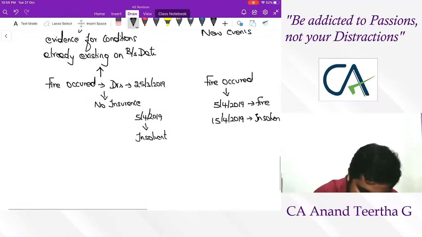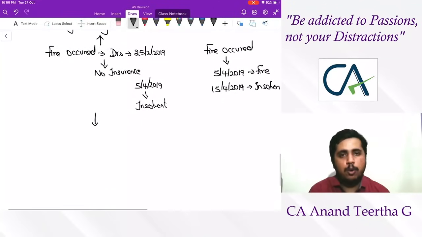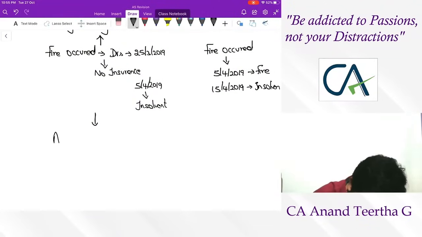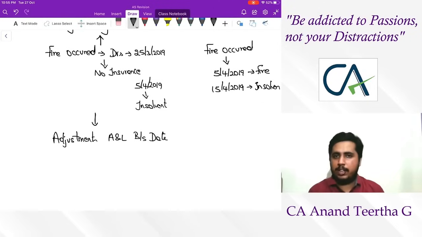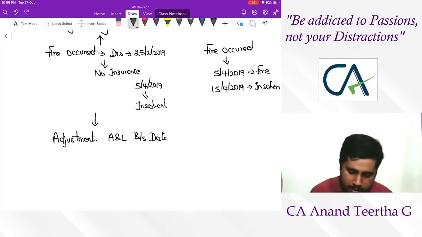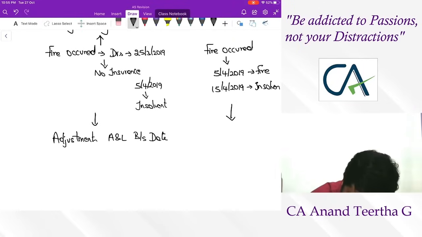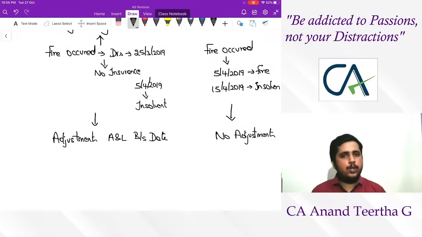Now, if it's an adjusting event, what should be done? Adjustments are done as on the balance sheet date. So adjustments towards assets and liabilities are done as on the balance sheet date. Even though it has occurred after the balance sheet date, since the condition already existed, adjustments are done as on the balance sheet date. If it is a non-adjusting event, don't do any sort of adjustment. So this is how you have to deal with adjusting and non-adjusting events.